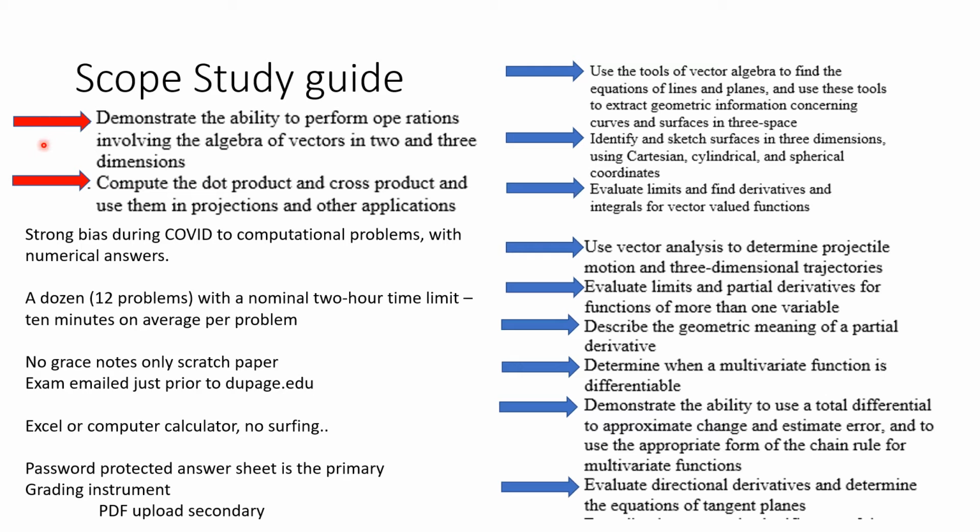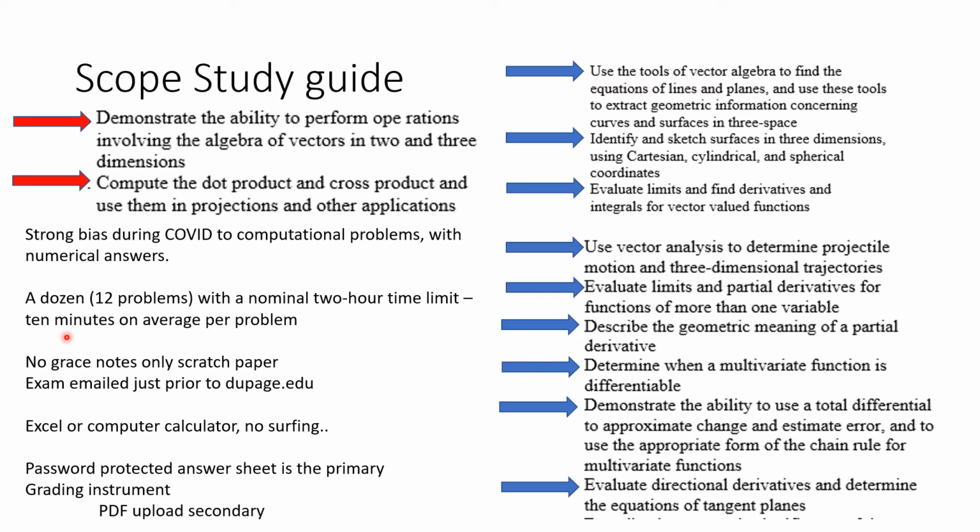We also looked back to Calc 2 and did a couple of things, talking about performing operations involving vectors in 2 and 3 dimensions. And we also talked about computing the dot product and cross product and using them in projections and other applications. So both the blue and the red are in scope, and I could ask questions about those. Now, during COVID, I have a strong bias to having computational problems with numerical answers. So that's certainly a bias.